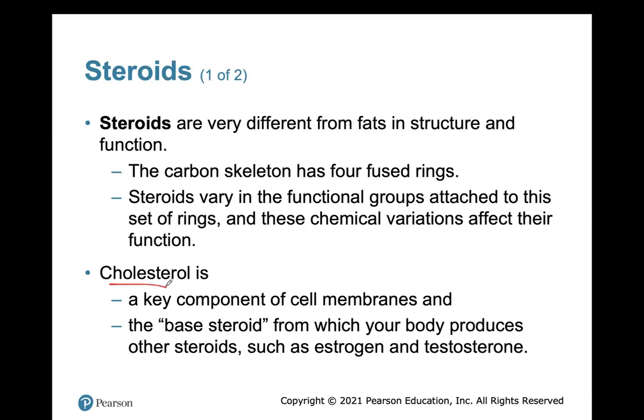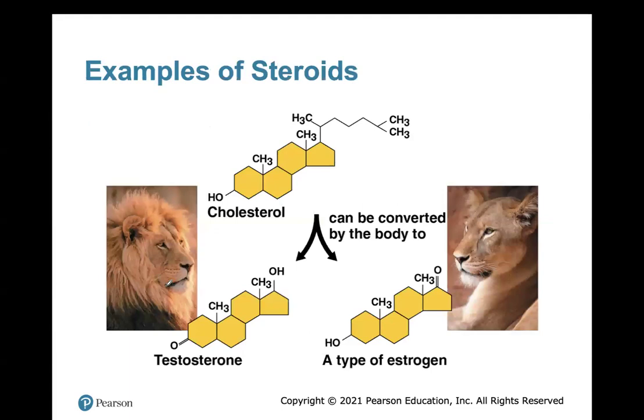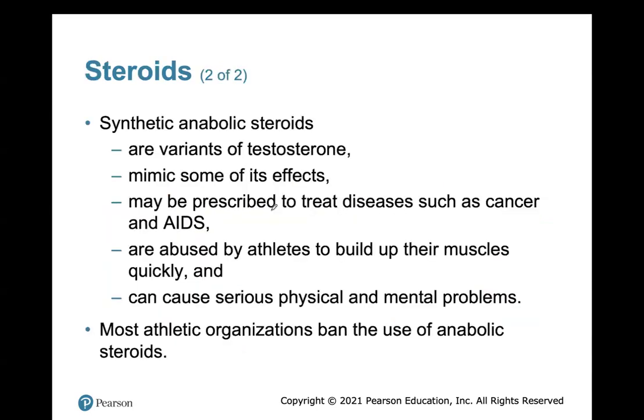And cholesterol is a key component of cell membranes and the base steroid from which your body produces other steroids like estrogen and testosterone. And this is what steroids look like, kind of these 4 rings. And you can see how testosterone and estrogen are derived from cholesterol. Synthetic anabolic steroids are variants of testosterone, mimic side effects, can be prescribed to treat diseases like cancer and AIDS, but can also be abused by athletes to build up muscles quickly, so they can cause serious physical and mental problems.